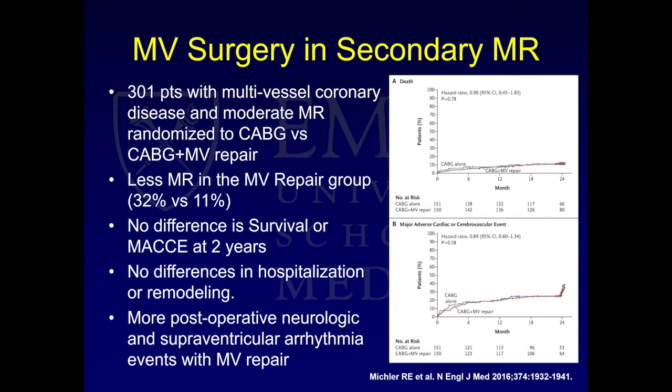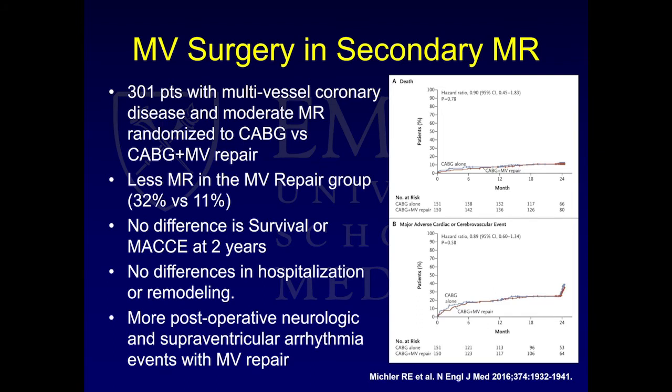And you could see on these Kaplan-Meier curves, there was really no difference in outcomes over 2 years. There was less MR in the mitral repair group because they fixed the valve. But even people that did not get fixed still had less MR after just revascularization alone, but not as much as if you fixed the valve. But regardless of fixing the valve, they didn't change their outcomes.